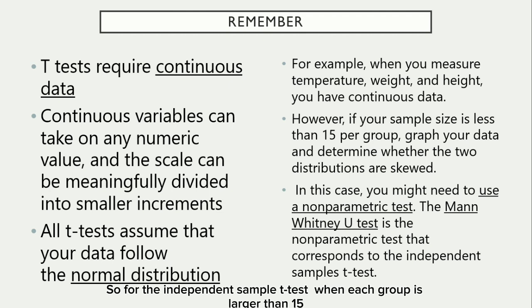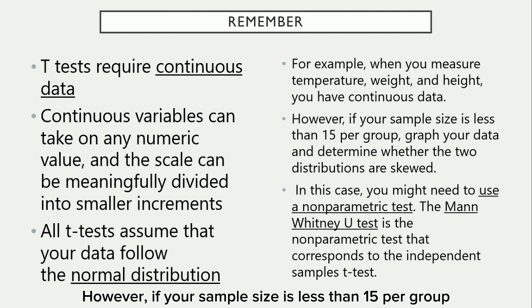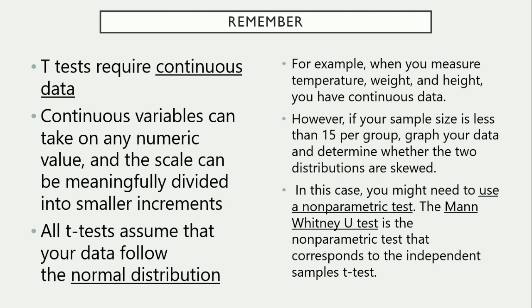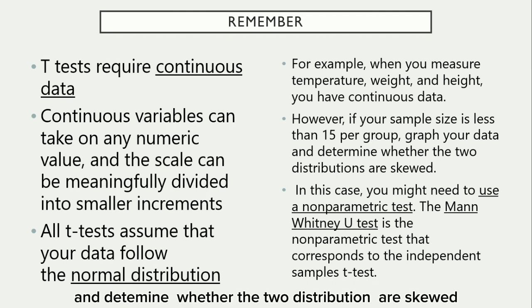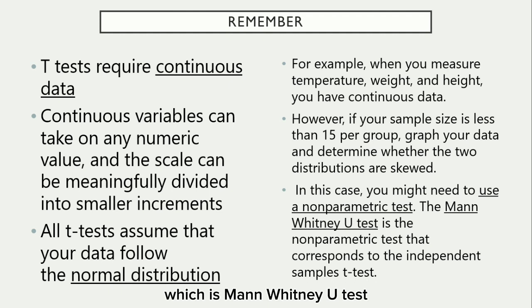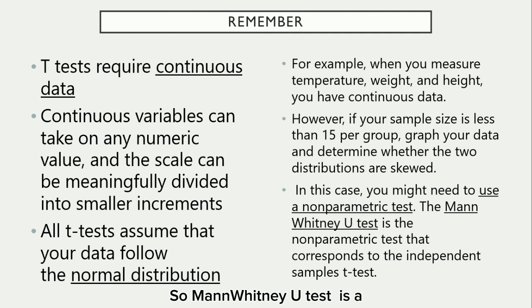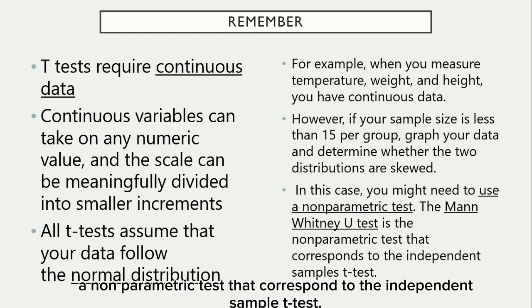For the independent sample t-test, when each group is larger than 15, your data can be mildly skewed and the test result will still be valid. However, if your sample size is less than 15 per group, graph your data and determine whether the two population distributions are skewed. In this case, you might need to use a non-parametric test, the Mann-Whitney U test, which we're going to tackle in the next video. The Mann-Whitney U test is a non-parametric test that corresponds to the independent sample t-test.